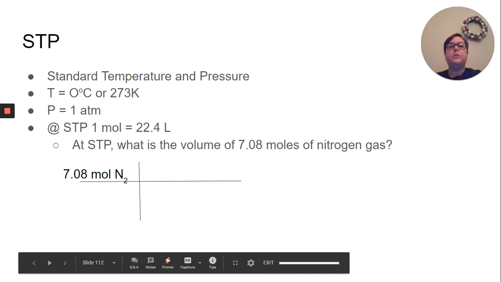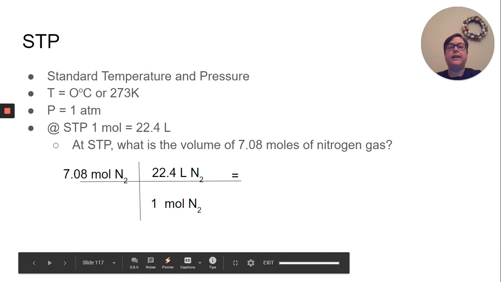Now we're starting at moles, so we're going to bring mole down to the bottom so that we can throw it away. And we're looking for liters. Volume is measured in liters, so we're going to put liters on the top. And then we can look at page 1 of our reference table, and we can see that 1 goes with mole and 22.4 goes with liters. So now we're ready to solve the problem.